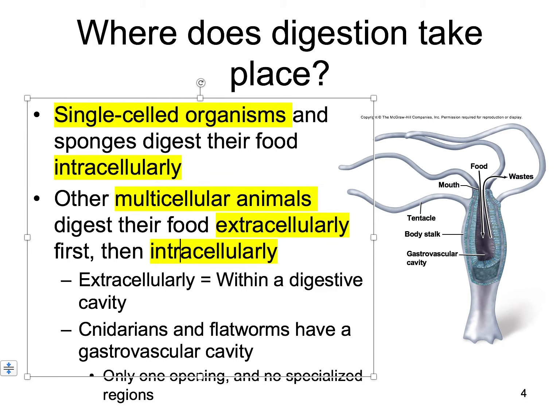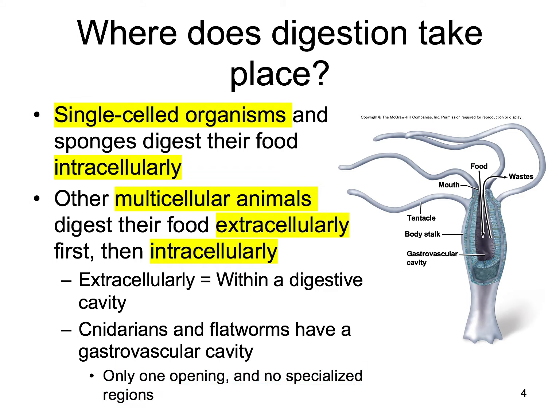So, extracellularly, we're thinking within a digestive cavity. You eat the food, it goes into your mouth, and inside your mouth, digestion is happening before the food crosses a cell membrane and actually enters your cells. And it happens all throughout the alimentary canal. Certain types of cnidarians and flatworms have a similar cavity to us. They have a gastrovascular cavity, which only has one opening and no specialized regions. And here's a picture of a cnidarian. You can see its stinging tentacles that makes it a cnidarian.